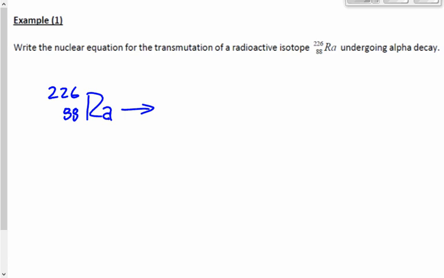Number 3 says, write the nuclear decay equation for the transmutation of radioactive isotope magnesium-23 undergoing beta positive decay. So that's 0 plus 1 beta, plus what? Well, 0 plus 23 equals 23. Plus 1 plus, what would this one be? 1 plus 11 gives me 12.